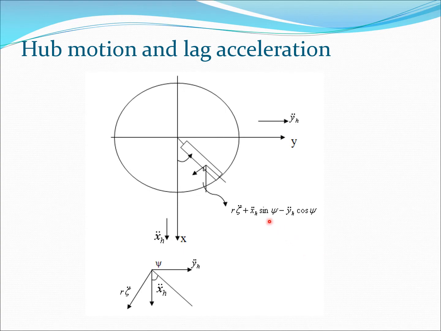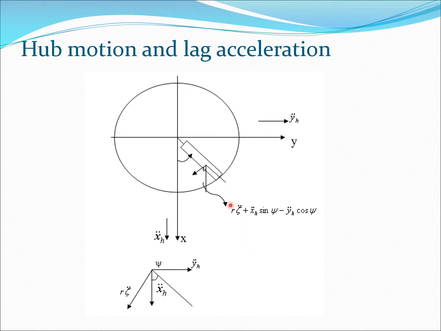So let's take a look at the typical rotor blade, and here the blade has lag motion. If you only had lag motion, you would have this r zeta double dot term as the forcing term or the acceleration term. Now because of the hub motion, you also have xh and yh coordinates, and corresponding to these two directions you also have xh double dot and yh double dot. And now when I look at this particular point, I get the acceleration here. So let's take a look at how we get it.